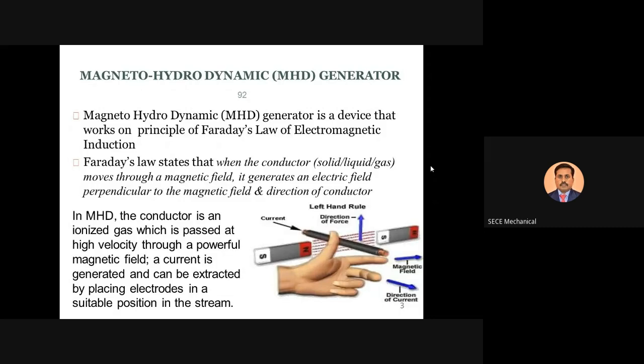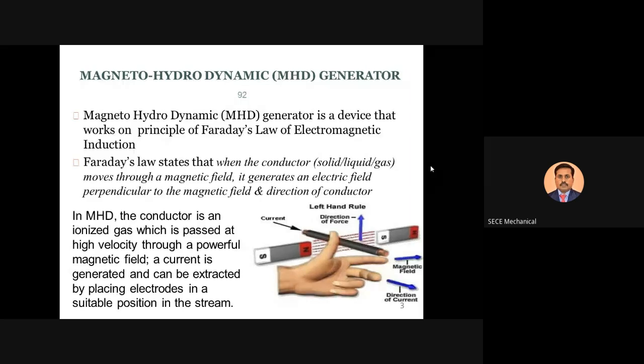It is passed at high velocity through a powerful magnetic field. When the ionized gas passes through the magnetic field, with magnets on either side, and you send the high velocity ionized gas through, a current is generated. That means an electric field is generated perpendicular to the magnetic field and the direction of the conductor. If you send the high velocity ionized gas through the magnetic field area, a current will automatically be generated. This is Faraday's law.